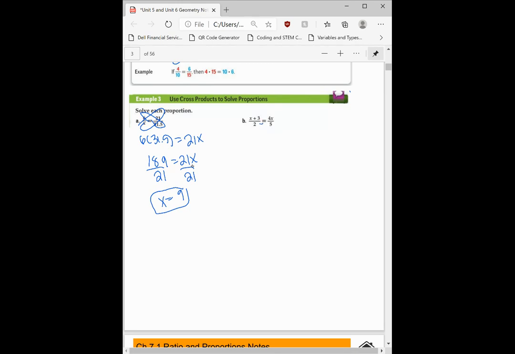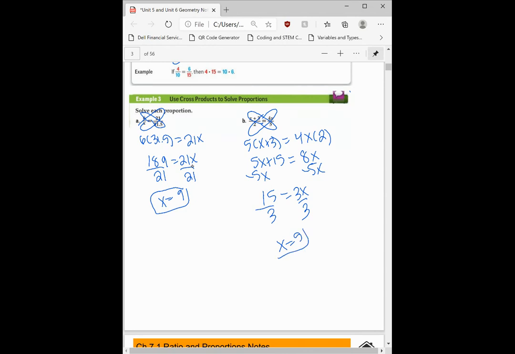Let's do the same thing on this side. So 5 times x plus 3 is equal to 4x times 2. So here I have to distribute this 5 in. So 5x plus 15, and then 2 times 4 is 8x. Okay, so I'm going to subtract 5x to the other side, and I get 15 is equal to 3x. Divide by 3, x is equal to 5. Pretty simple, huh?